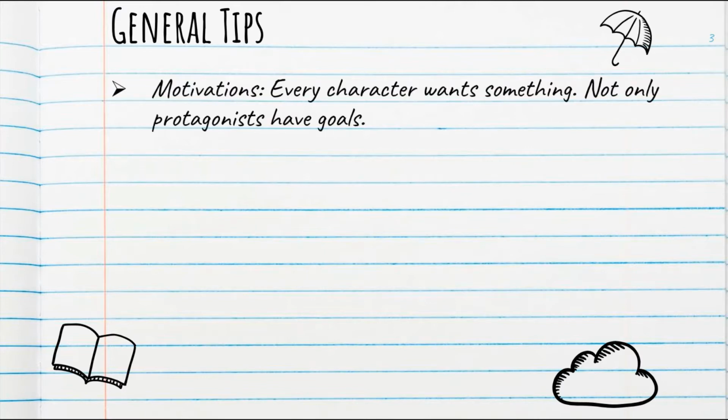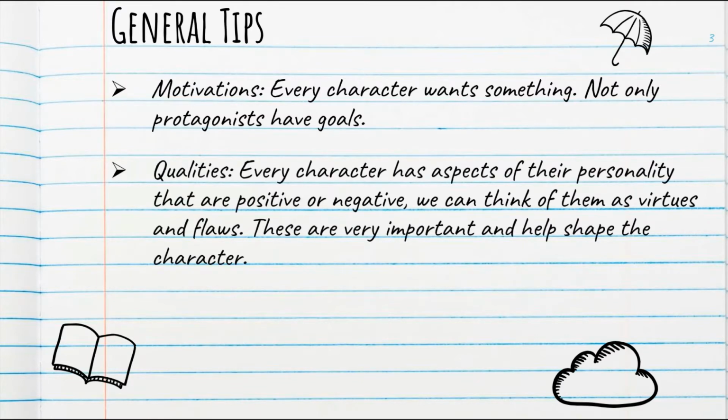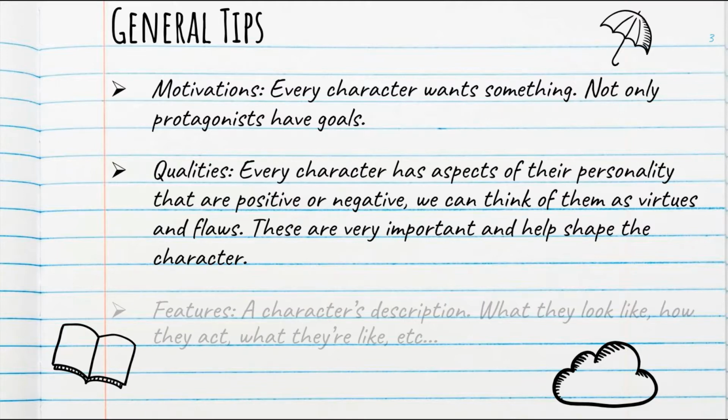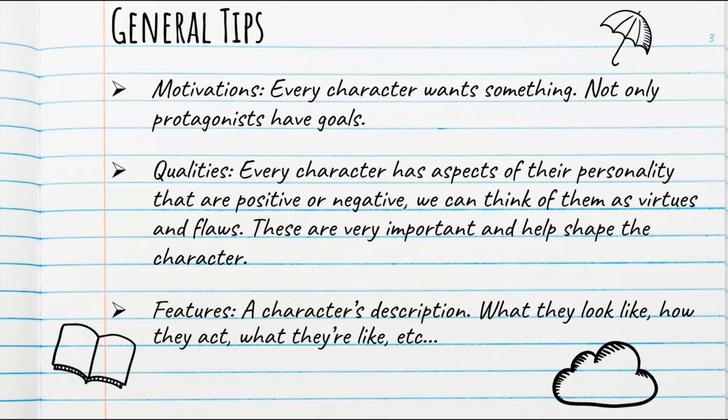Now, every character wants something. Every character. Not only protagonists have goals. Everyone does. Next is qualities. Every character has aspects of their personality that are positive or negative. We can think of them as virtues and flaws. These are very important. They help shape the character. And the last thing we're going to talk about are features. These are a character's description. What they look like, how they act, what they're like, their personality, things like that. It's not just the physical features that we're going to be talking about. It goes much broader than that.